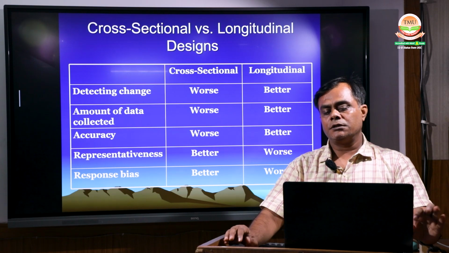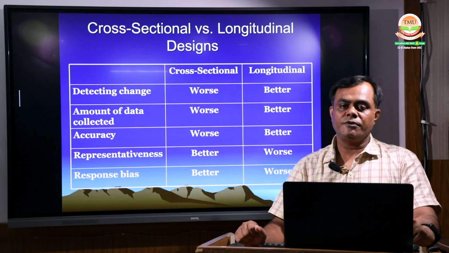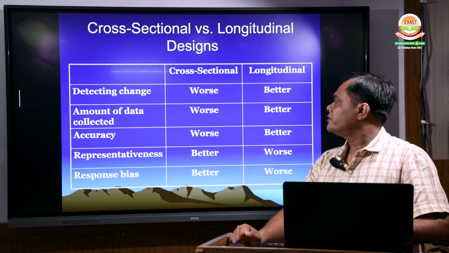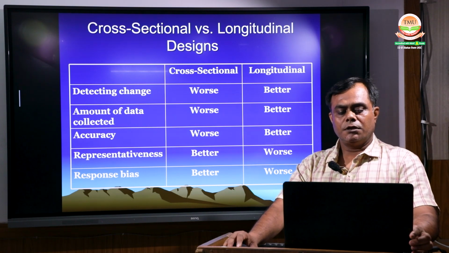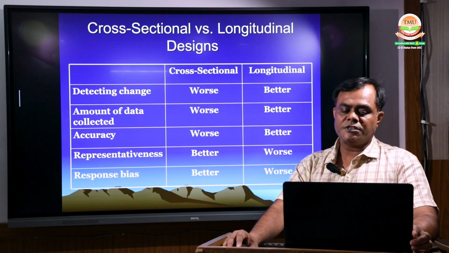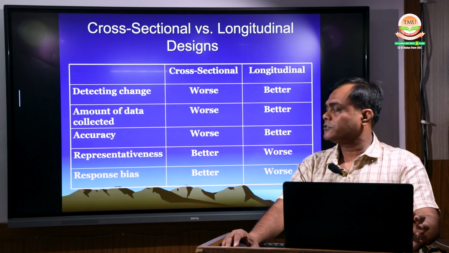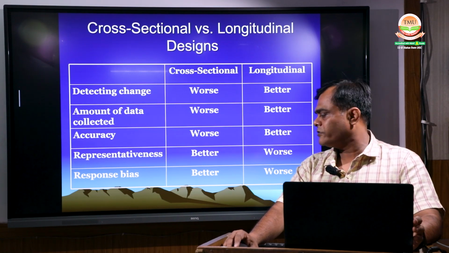So these are certain differences between the cross-sectional and longitudinal on those parameters, and the parameters are detecting changes, amount of data collected, accuracy, representativeness, and the response fastness.